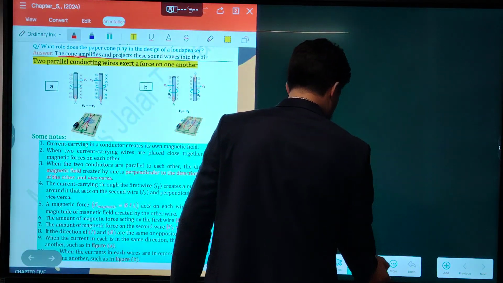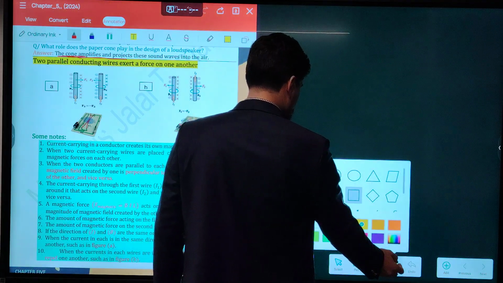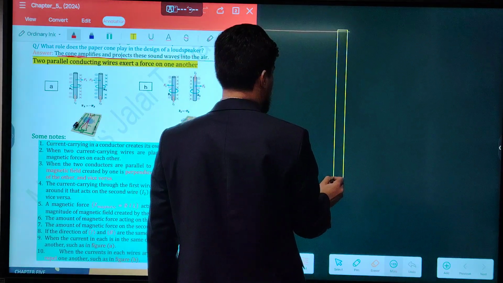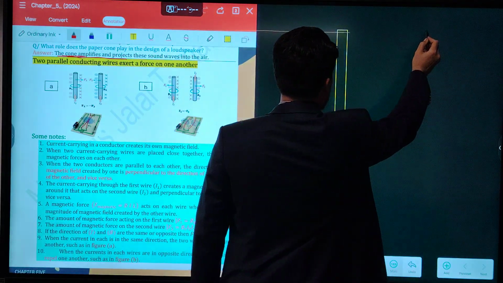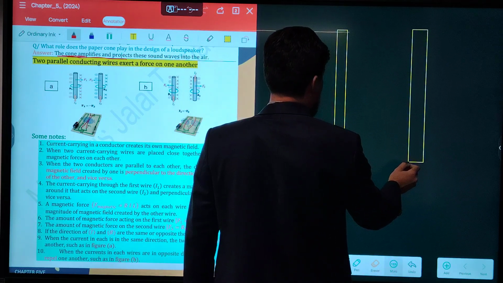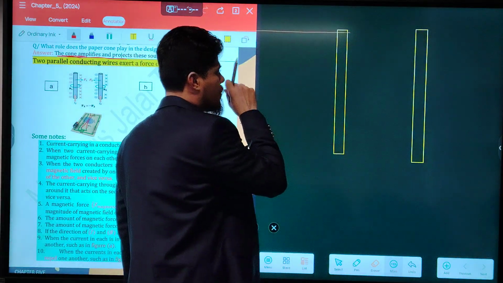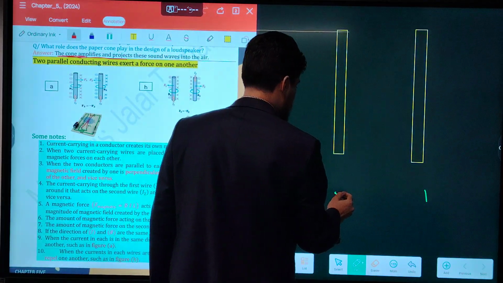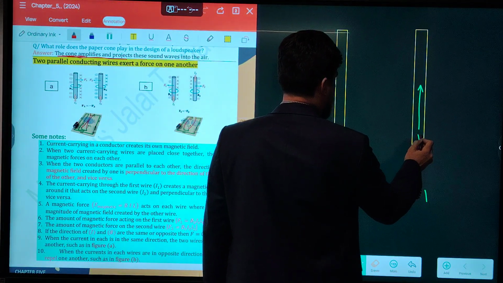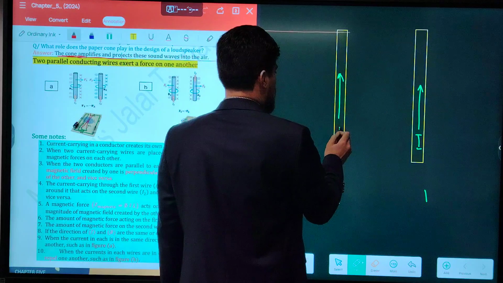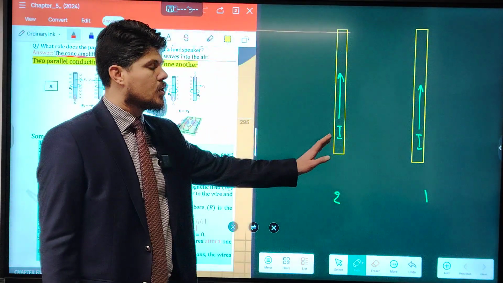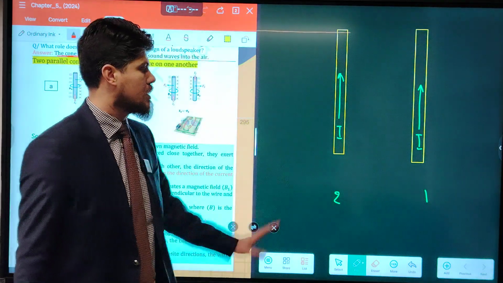Assume that we have two wires, guys. How many wires do you have? Two. This is wire 1 and this is wire 2. The current runs in the same direction, upward. Do we have force between these two wires? Yes. What is the force between these two wires? Attraction force or repulsion force? Now I'm going to tell you.